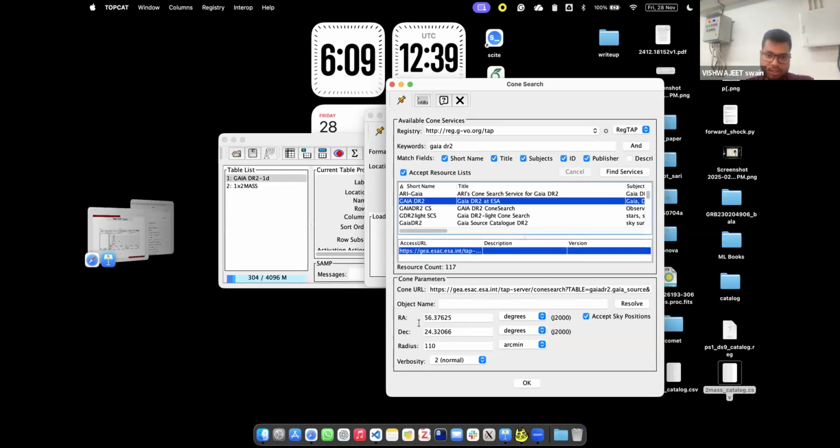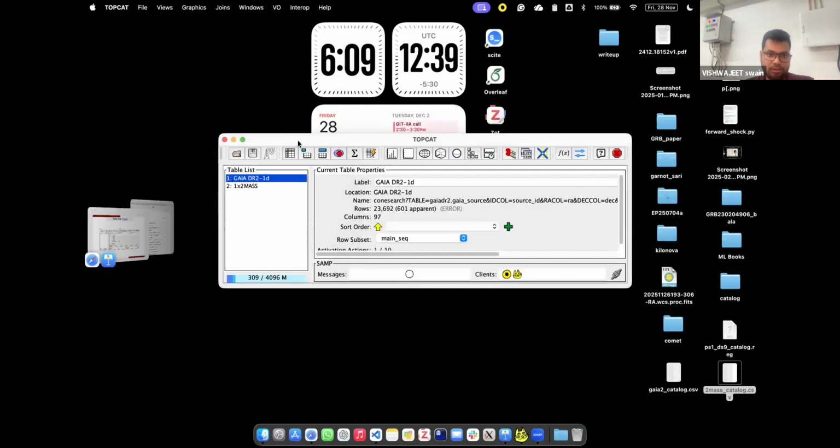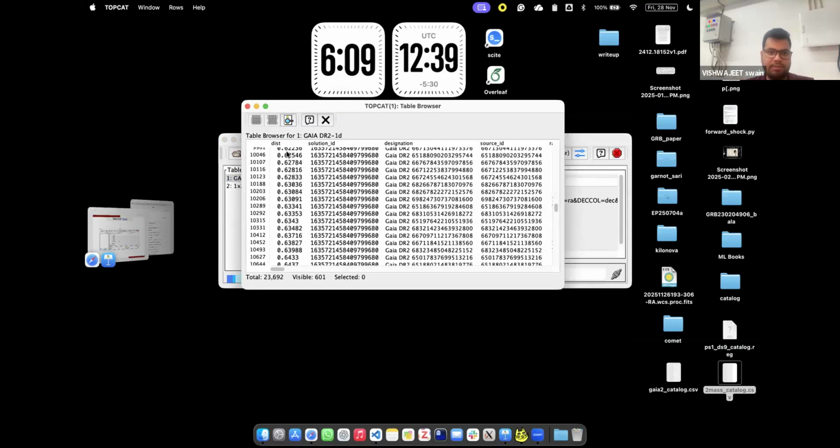Then you have to come to the search, which is giving the RA and Dec. I already put the RA and Dec, and then you have to select the radius, how much of the catalog you want. I selected arcminute and then put the radius. This is the same radius and the same RA and Dec which I used in the Python code. After you click OK, it will automatically load and show the table here.